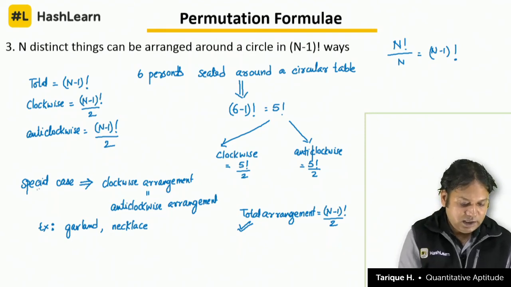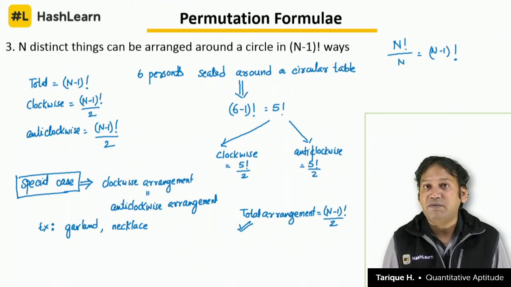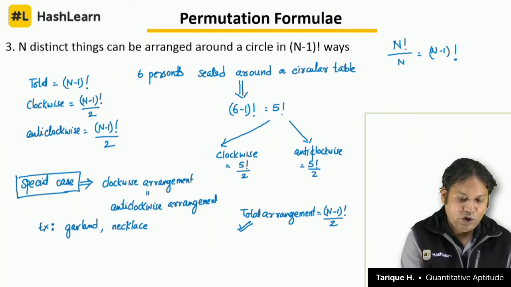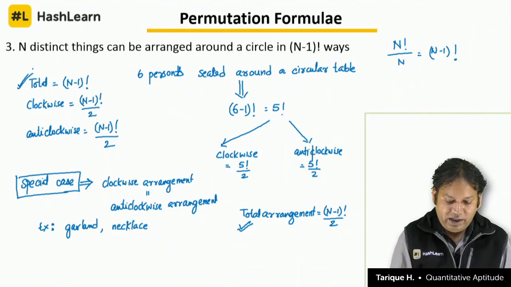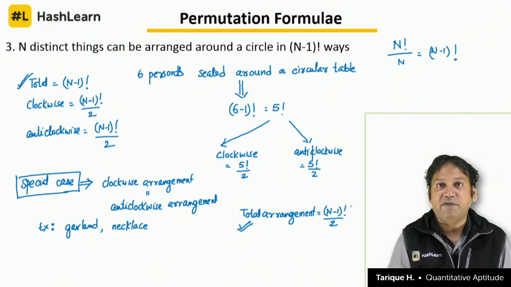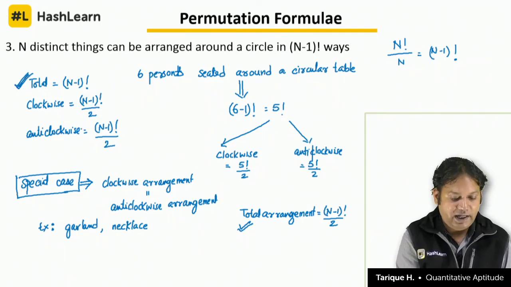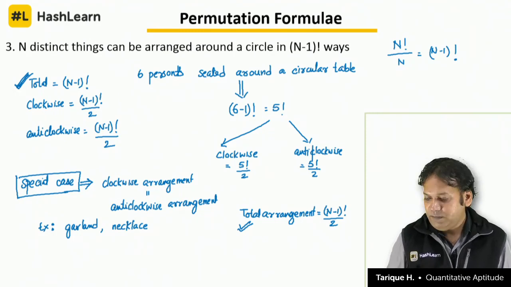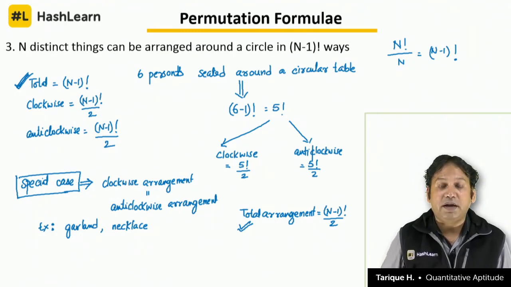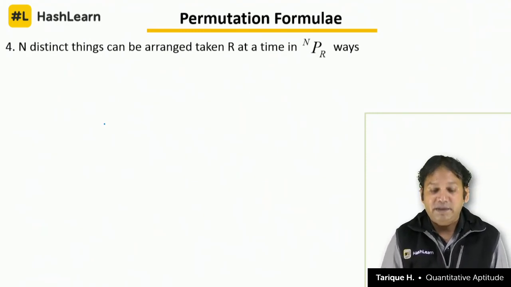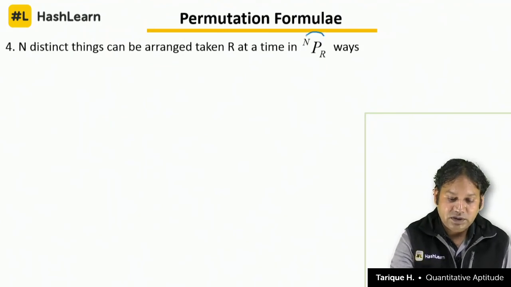So, just understand the special case when we take total arrangements as n minus 1 factorial by 2. Overall, you can see in normal situations total is n minus 1 factorial, but in the special case total is n minus 1 factorial by 2. In the normal case total is n minus 1 factorial, clockwise is half of that and anti-clockwise is half of that. Clear?